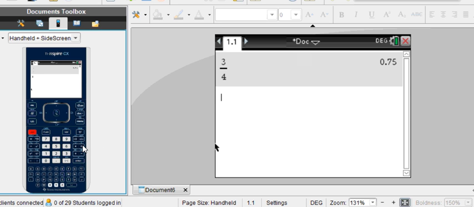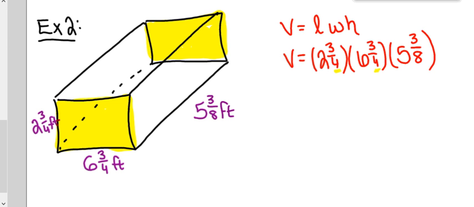In this particular example, I also want to find the decimal equivalent of 3/8. So again, I'm going to enter the fraction 3/8, but before I hit Enter, again, I'm going to hit Control, and it tells me that the decimal equivalent of that fraction is 0.375. So what I really want to enter into my calculator here is 2.75 times 6.75 times 5.375.